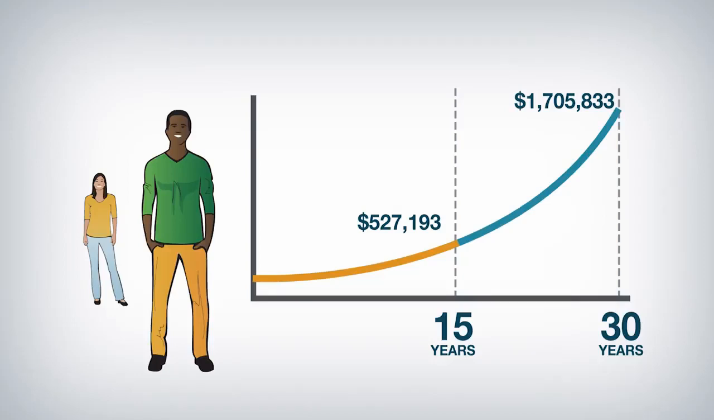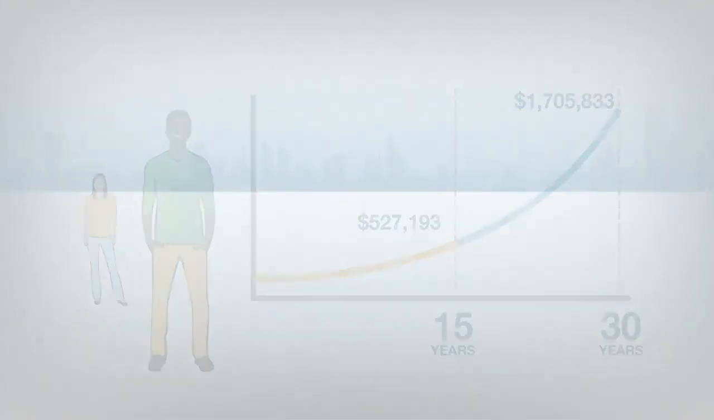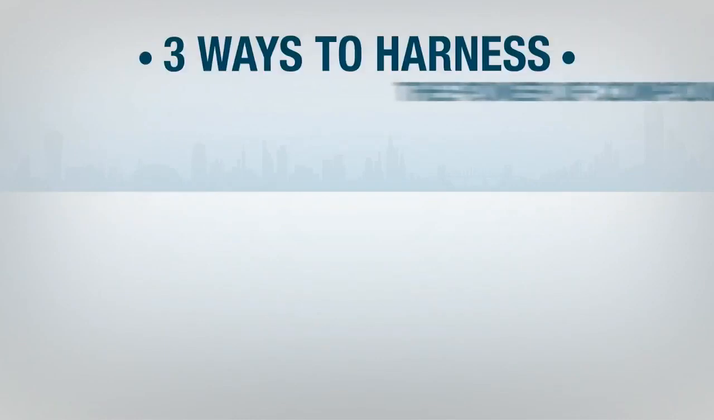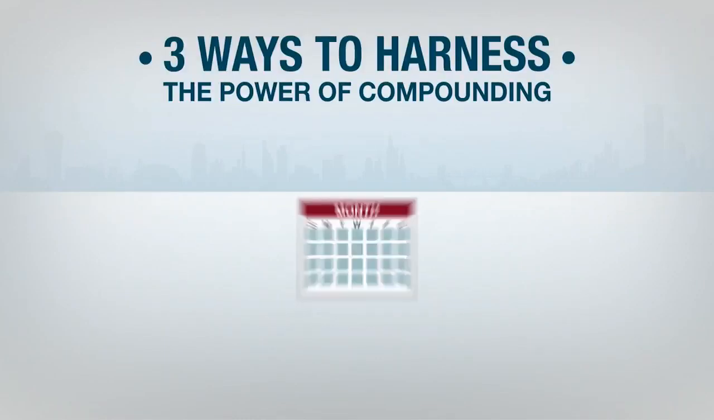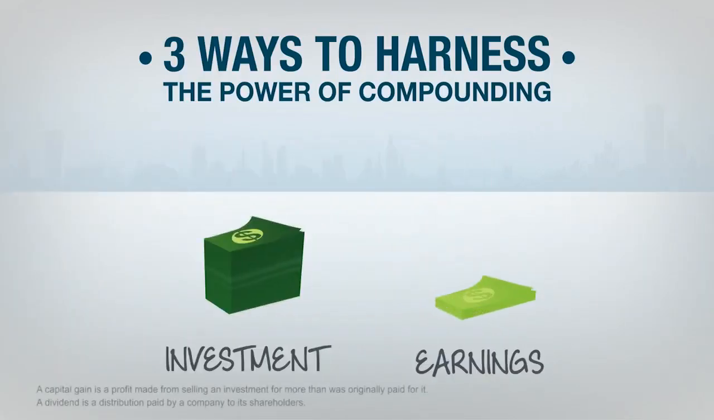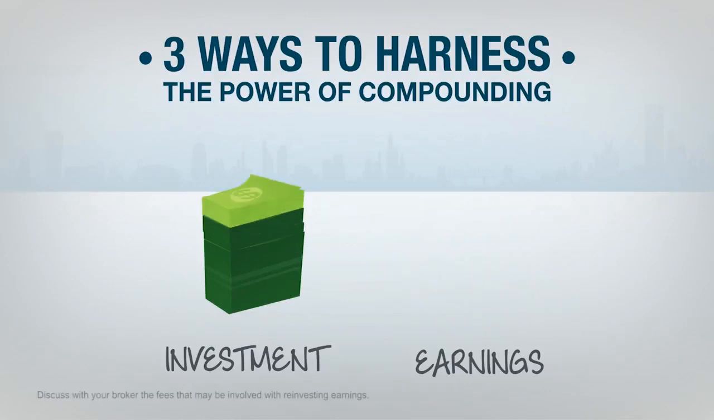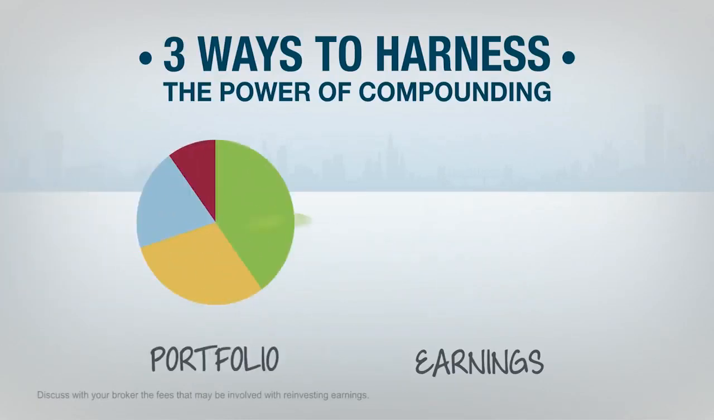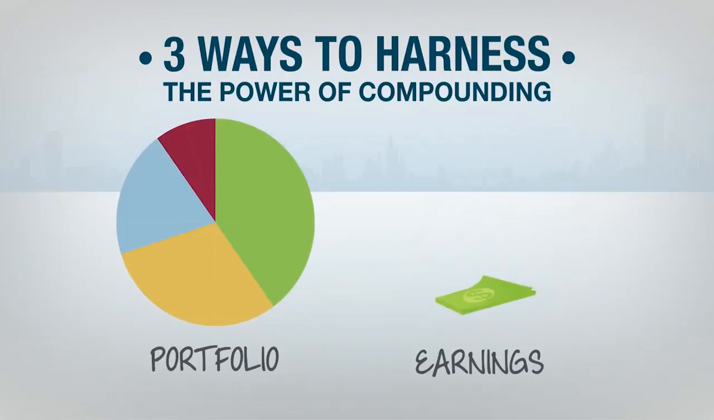Now that you understand how time can impact growth, let's discuss 3 ways how you can harness the power of compounding. The first step, and perhaps one of the most important, is to start investing early. The earlier you start, the sooner you can start taking advantage of time. The next step is reinvesting earnings. When it comes to investing, earnings are typically in the form of capital gains and dividends. Some brokers may allow you to automatically reinvest these earnings, or you may choose to simply buy different investments.